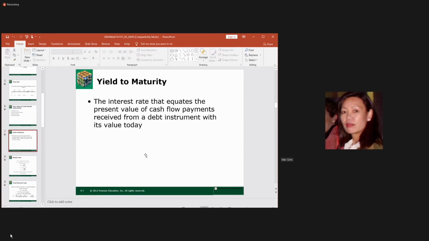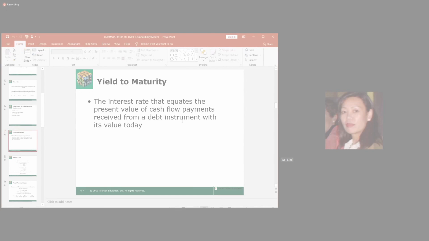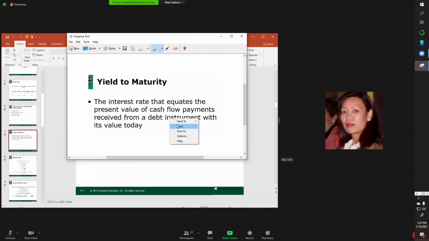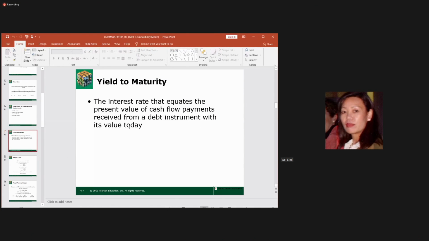Let's go there. So first of all, I want you to read a little bit. This is a difficult piece, okay? Yield to maturity, okay? So that's what we use to calculate the bond. So it's an interest rate, okay? So which interest rate is that? It's the one that equates the present value of those cash flow payments we receive from a debt instrument with its value today. I hope you read it, okay? Let me read it one more time.